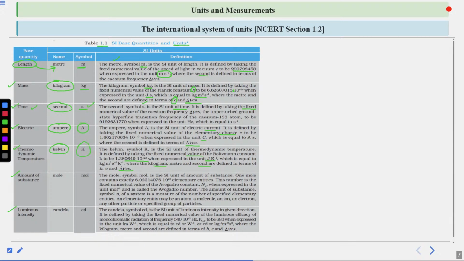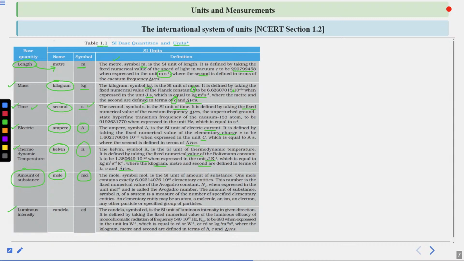And the sixth base unit is amount of substance, measured in mole. 1 mole is equal to 6.022 into 10 raised to the power 23. This is 1 mole. And the symbol is mol.